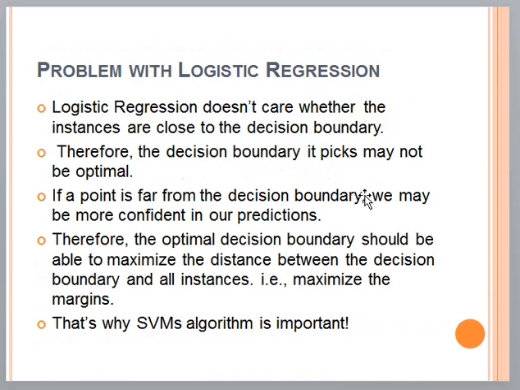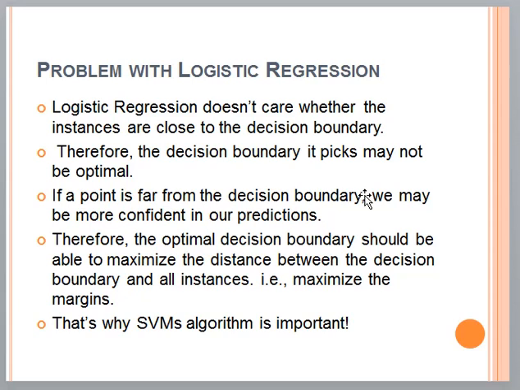Because we have an arbitrary decision in logistic regression, we tend to move to other algorithms in which we are much more confident about our data points. So we can summarize that there were some problems in logistic regression due to which we had to move to some advanced level algorithm. The problem is that logistic regression does not care whether the instances are close to the decision boundary or not. So in logistic regression, we are not taking care of the distances between the data points and the decision boundary, right?